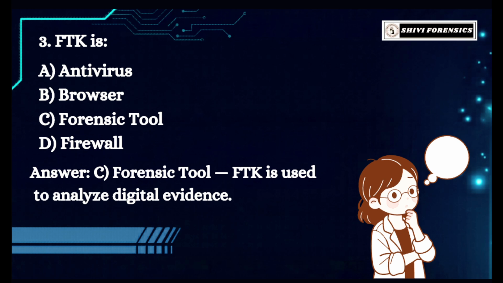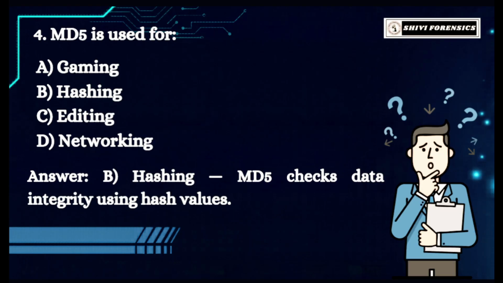Because FTK stands for Forensic Toolkit, it is one of the most widely used digital forensic software applications that investigators use. Next, our question number 4 is, MD5 is used for option A, gaming, option B, hashing, option C, editing, option D, networking. So our correct answer for this question is option B, hashing. MD5 stands for Message Digest Algorithm 5. It is a cryptographic hash function used to create a unique digital fingerprint of data. In digital forensics, MD5 helps verify that evidence has not been altered during acquisition or analysis.